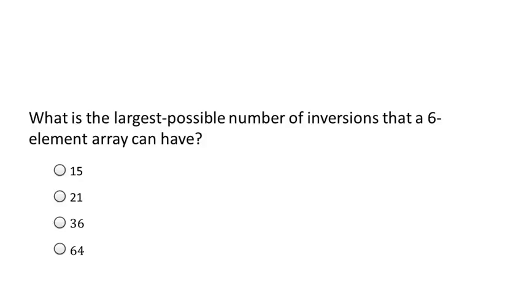So the answer to this question is the first one, 15, or in general, in an n-element array, the largest number of inversions is n choose 2, also known as n times n minus 1 over 2. Which again, in the case of a 6-element array, is going to evaluate to 15. The reason is the worst case is when the array is in backwards, reverse sorted order, and then every single pair of array indices is inverted, and so the number of indices i, j with i less than j is precisely n choose 2.